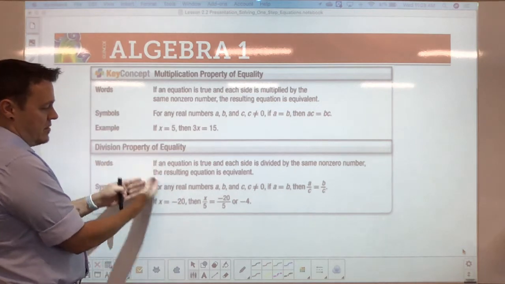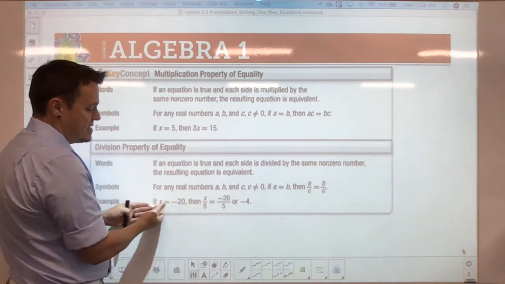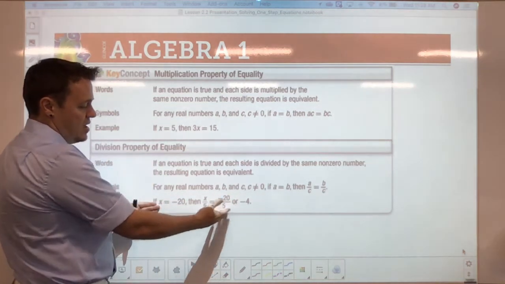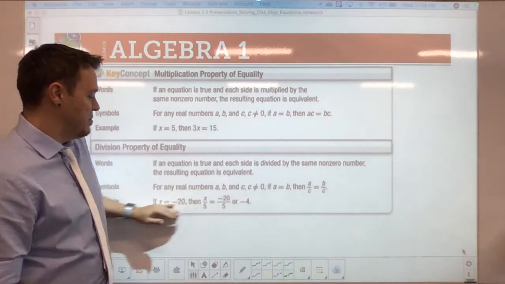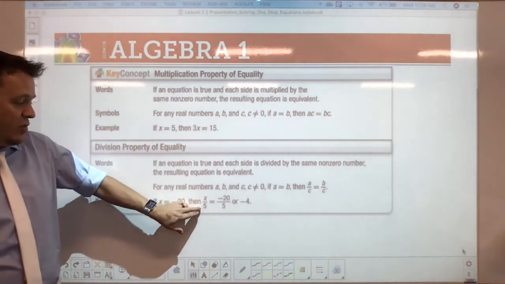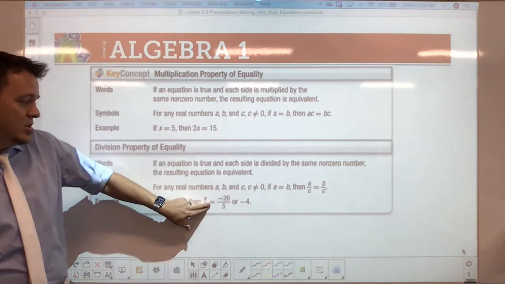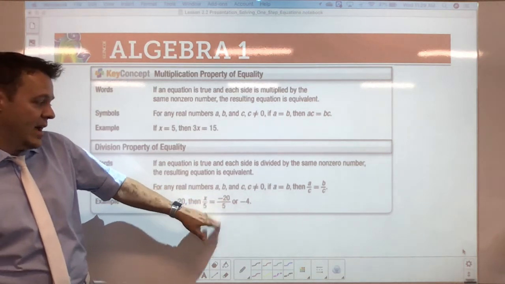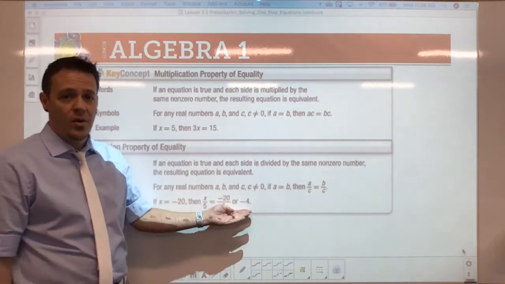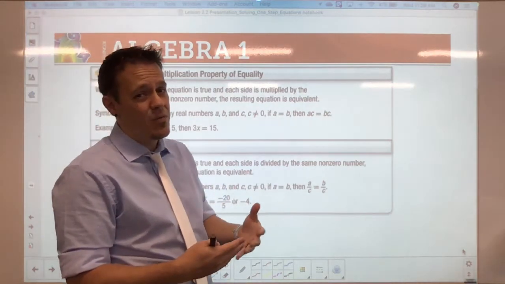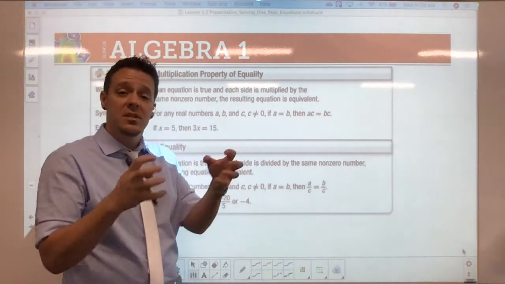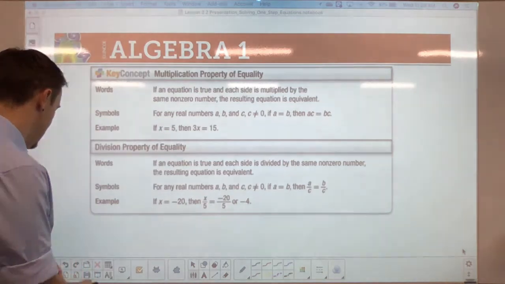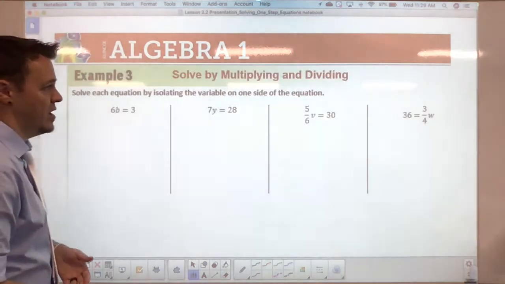The division property of equality means if you're going to divide something on one side, you got to do it to the other. And so what happens is if you divide both these by 5, you would get x over 5 equals, and then you would do negative 20 over 5, which could be reduced down to negative 4. Now, would you do that in reality? No, but you do need to divide all the time in algebra. So we'll figure those things out as we go along.